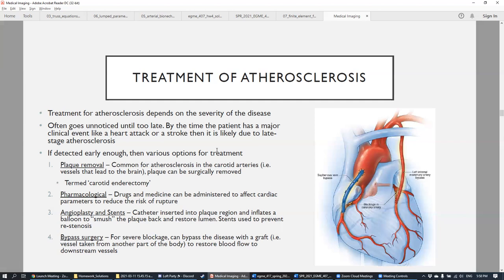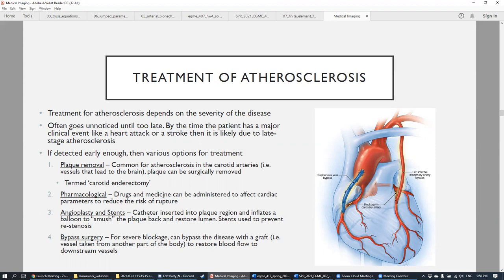All right, and so the second option, which I think is most common for most people, if they're experiencing chest pains or high blood pressure, is drugs, basically. Drugs can be administered to affect things like your cardiac parameters, to mitigate the atherosclerosis and to reduce the risk of rupture. Another option is either angioplasty or stents.